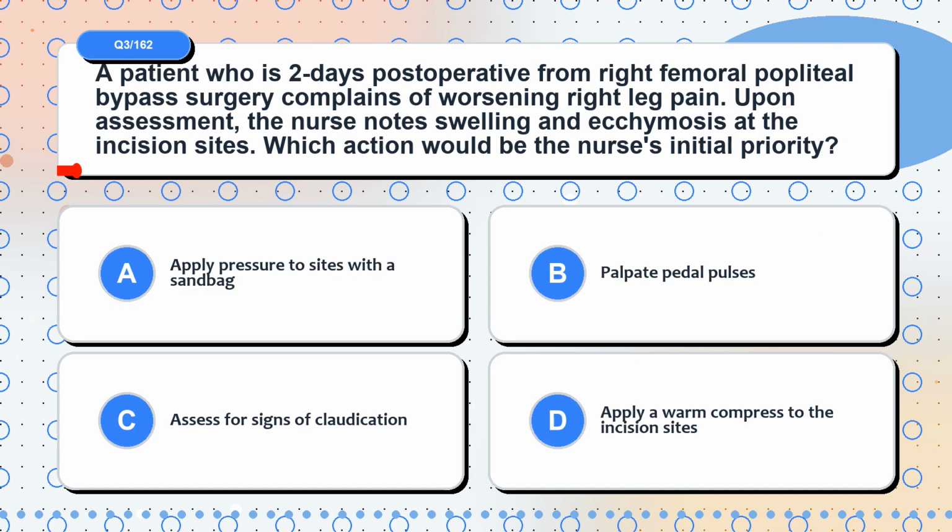Question 3. A patient who is 2 days postoperative from right femoral popliteal bypass surgery complains of worsening right leg pain. Upon assessment, the nurse notes swelling and ecchymosis at the incision sites. Which action would be the nurse's initial priority? Here are the options. Option A. Apply pressure to sites with a sandbag. Option B. Palpate pedal pulses. Option C. Assess for signs of claudication. Option D. Apply a warm compress to the incision sites.